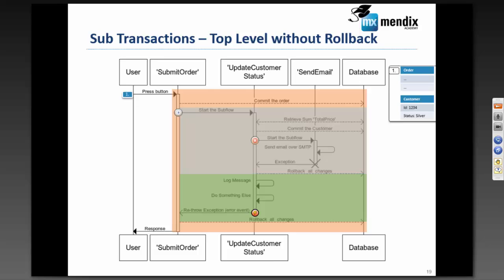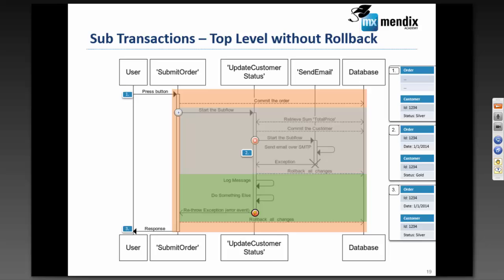So what this is going to do to our object state is that you're going to see we have no order in the database, a customer status silver. We now have an order being persisted to the database. The customer status is updated to gold. But once the exception occurs, since the parent level is set to continue, we're still going to persist that order to the database, but the customer status, you can see, is rolled back from gold to silver.